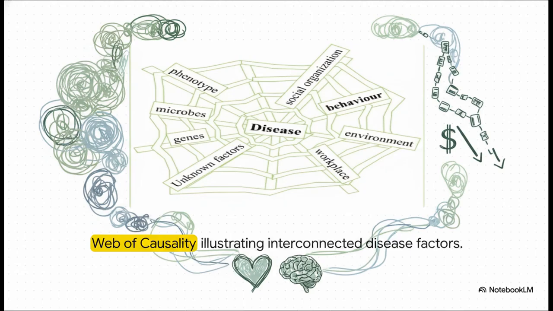Instead, they're the result of a massive web of causality. We're talking phenotypes, social structures, behaviors, genetics, and environments all interacting. When you view the opioid epidemic through this web, it suddenly makes sense how economic distress, historical prescribing practices, and individual human biology all tangle together to create the crisis.